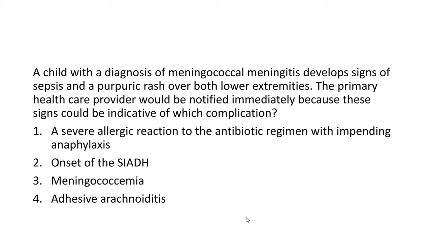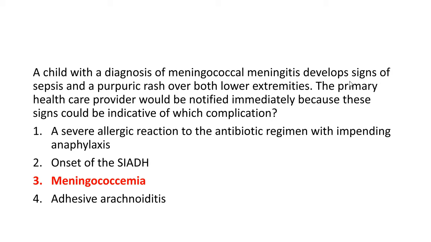All right, so let's talk about it. We have a patient that has meningitis, okay? And now they develop signs of sepsis and a purpuric rash over the bilateral lower extremities. Now your answer choices are adhesive arachnoiditis, inflammation of the arachnoid that's sticky; an onset of SIADH. Well, we wouldn't get a rash with SIADH. Severe allergic reaction to the antibiotic regimen with impending anaphylaxis. Can you show me in here where it said the patient was receiving an antibiotic? Somebody goes, ugh, I knew it. So the answer is meningococcemia.